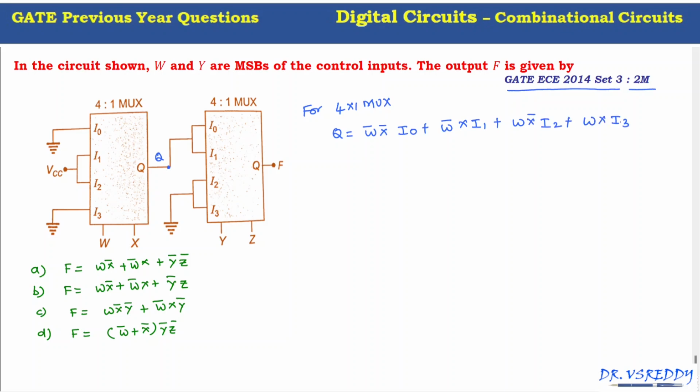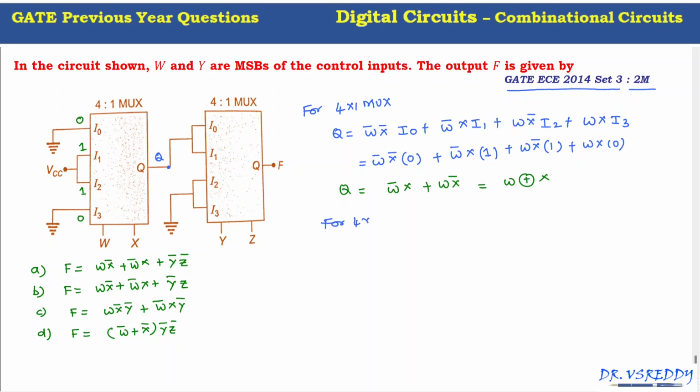Now if you see, I0 is 0, I1 is 1, I2 also 1, I3 is 0. So W bar X bar is 0, W bar X with I1 is 1, W X bar with I2 is 1, W X with I3 is 0. So this Q we can write as W bar X plus W X bar, simply W XOR X.